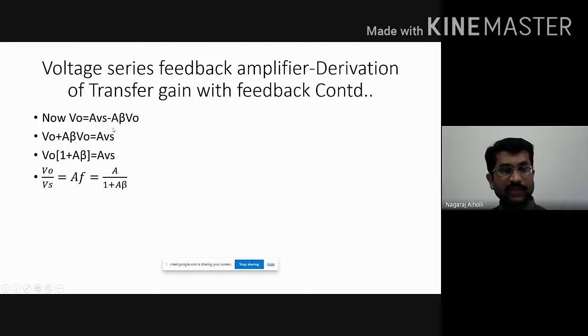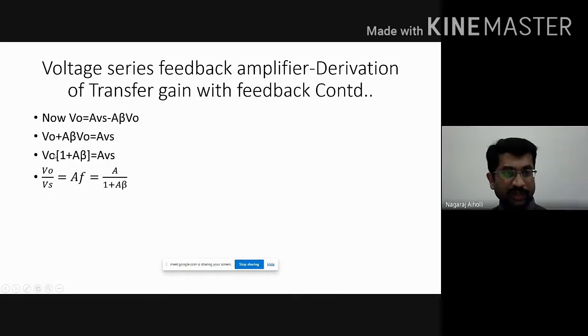V0 is equal to AVS minus A beta V0. Rearrange the terms. Bring this V0 term onto one side, right? So this is also V0. Here also we have V0. Bring it onto one side. If we take this to LHS, it will become plus. It is V0 plus A beta V0 is equal to AVS.